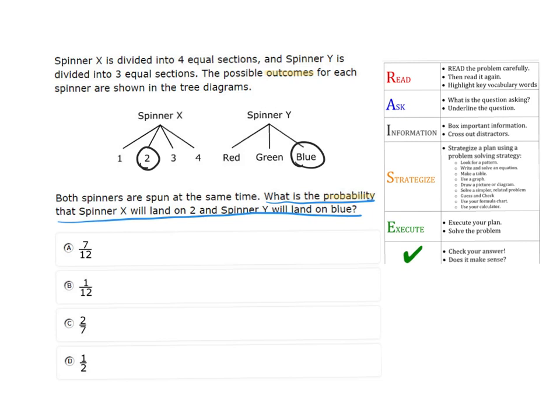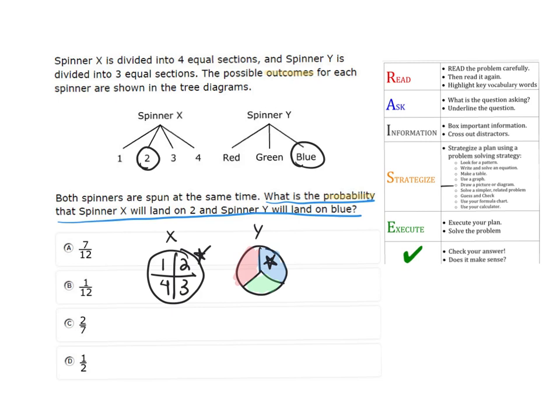So now we're going to strategize. We're going to choose a strategy to help us here, and we don't have to choose just one. I'm going to choose to draw a picture or a diagram. So I'm going to draw spinner X and I'm going to draw spinner Y. There we go. So there's my picture, and I'm going to put a star next to the ones that I care about.